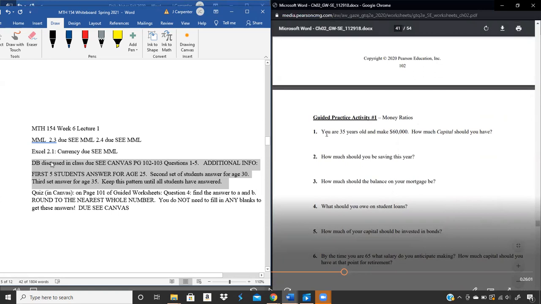So again, you can see the discussion board assignment here. 102 is where the chart was, 103 is where the questions are. You can see there is a 6th question, but this is really only just one specific age.